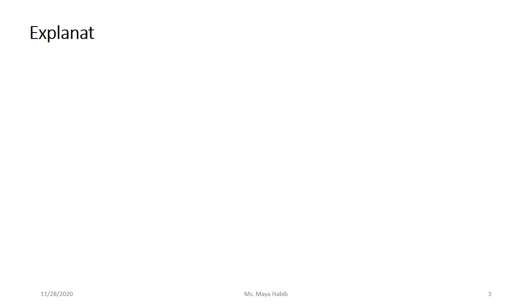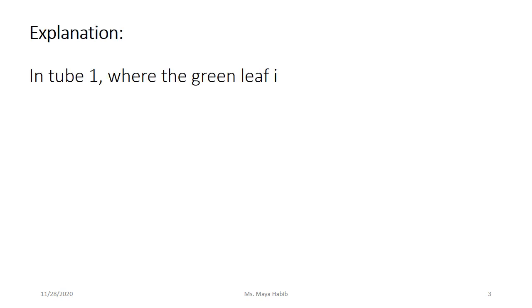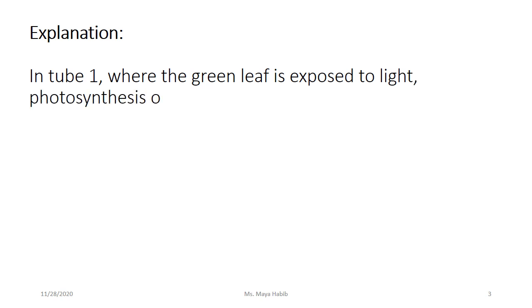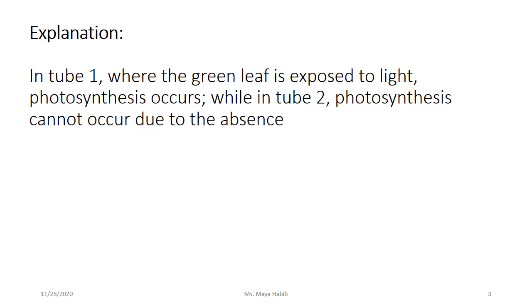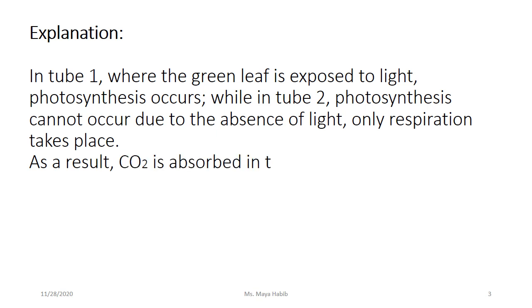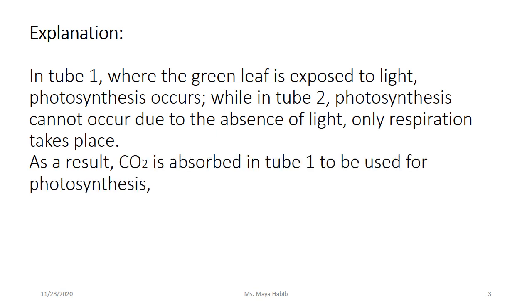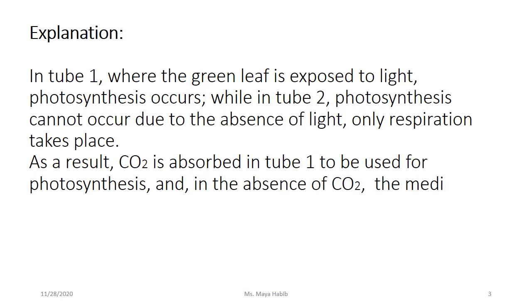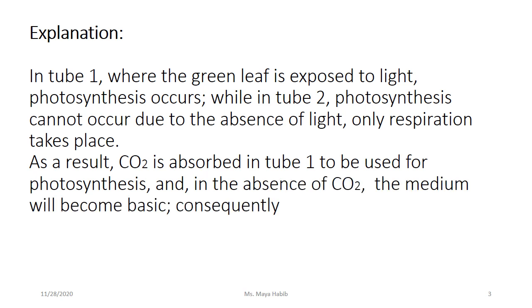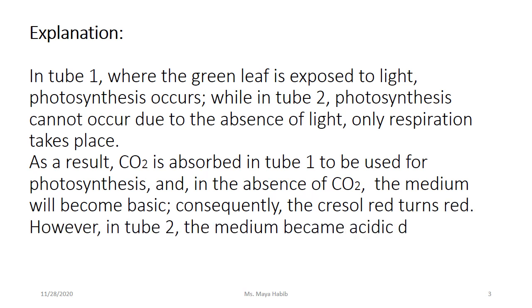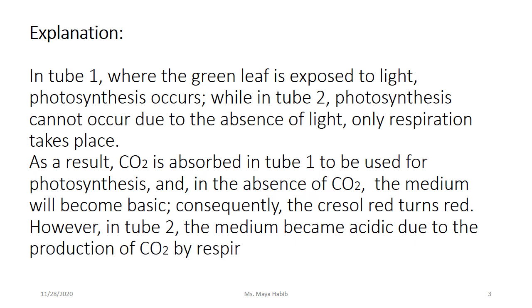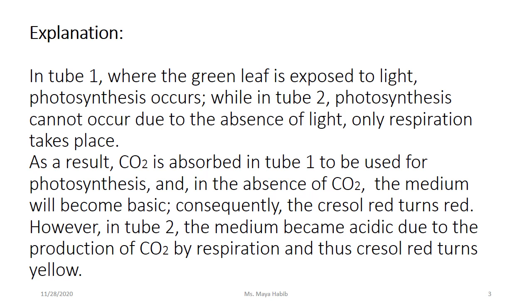In tube 1, where the green leaf is exposed to light, photosynthesis occurs, while in tube 2, photosynthesis cannot occur due to the absence of light, so, only respiration takes place. As a result, carbon dioxide is absorbed in tube 1 to be used for photosynthesis, and, in the absence of carbon dioxide, the medium will become basic, consequently, the cresol red turns red. However, in tube 2, the medium became acidic due to the production of carbon dioxide by respiration, and thus, cresol red turns yellow.